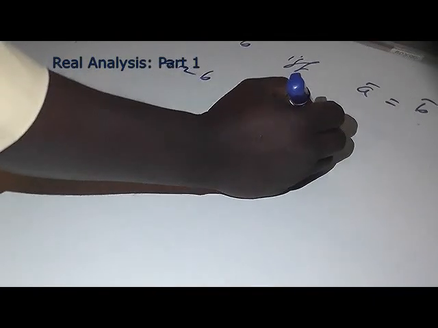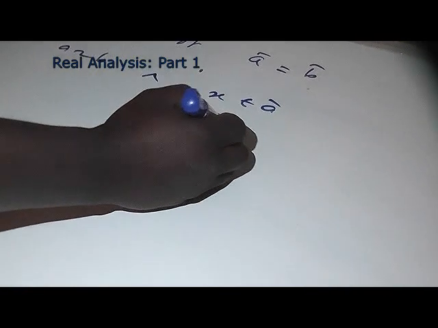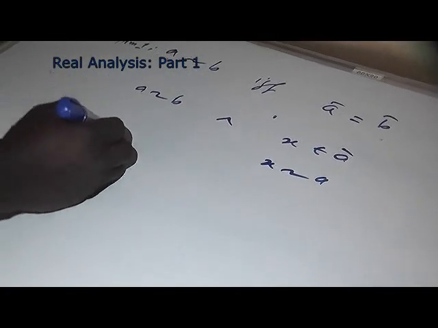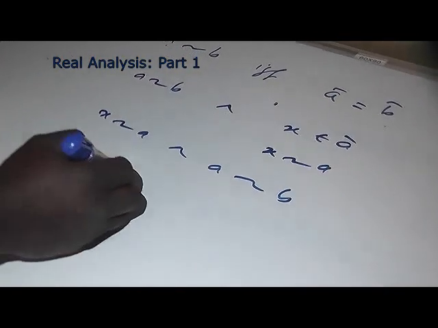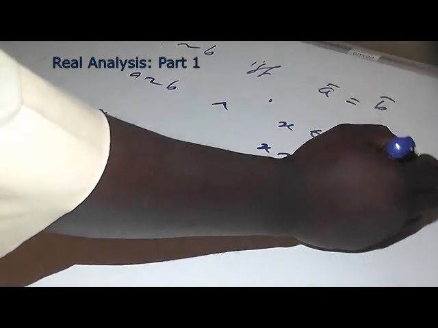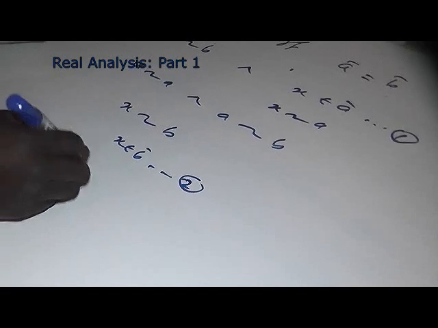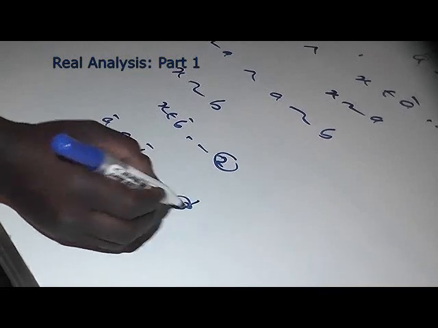Now, if A is related to B, and let x belong to the equivalent class of A, this means x is related to A. By symmetry, x is related to A and A is related to B. By transitivity, x is related to B, meaning that x belongs to the equivalent class of B. From equations 1 and 2, the equivalent class of A is a subset of the equivalent class of B. Equation 3.